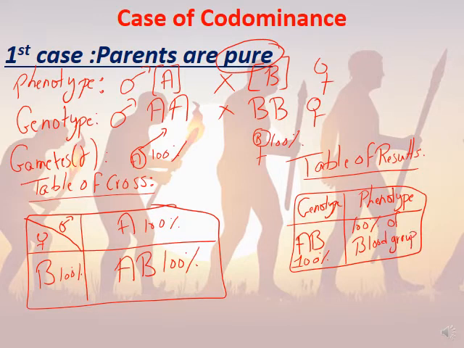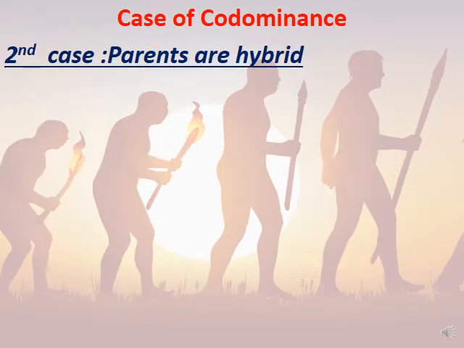Here both alleles A and B are expressed. And as we know in the ABO system, the alleles A and B are dominant, while the allele O is the recessive one. So both alleles here, A and B, are expressed. They are co-expressed. So this is the case of codominance where the parents are pure in the case of blood group.